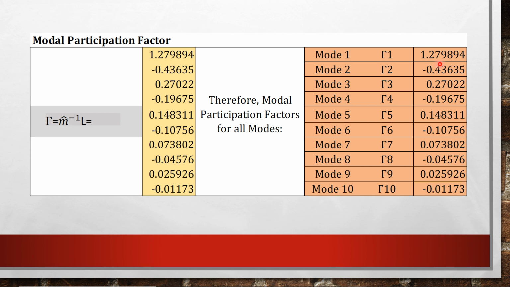Gamma 1 is 1.279894, gamma 2 is negative 0.43635, and so on, for gamma 10, negative 0.01173. So, ayan.